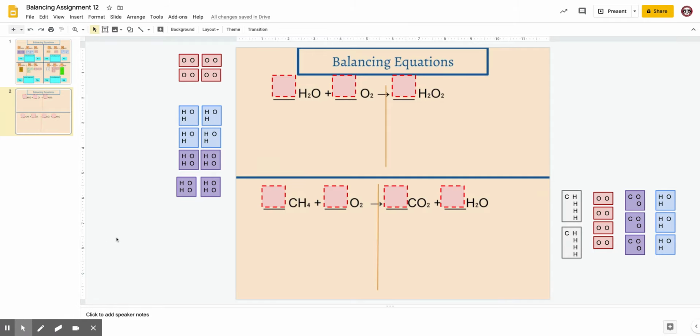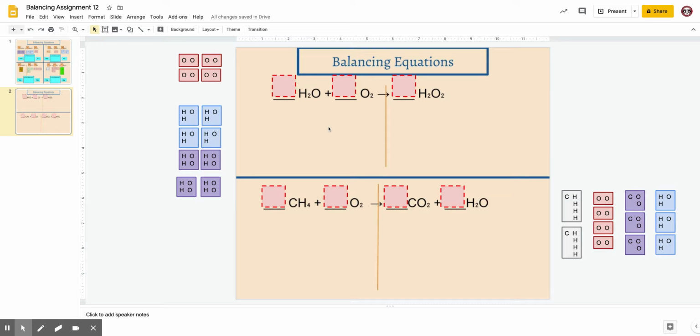Okay, so this is the second part of our assignment. You can see that you have some boxes and then you have an equation, but I didn't give you how many of it. So you need to figure out how many it takes to balance it on each side by using these little boxes.